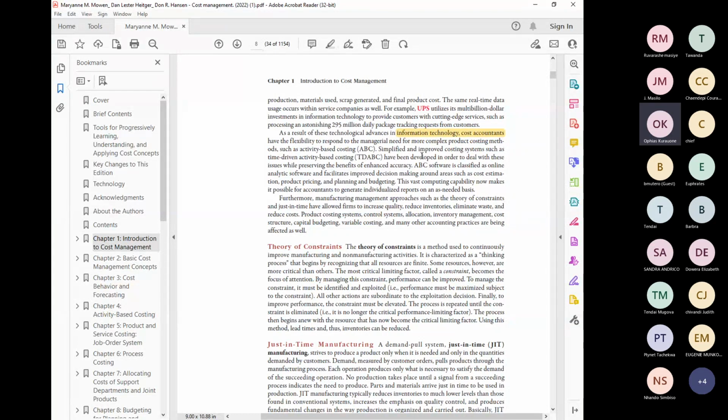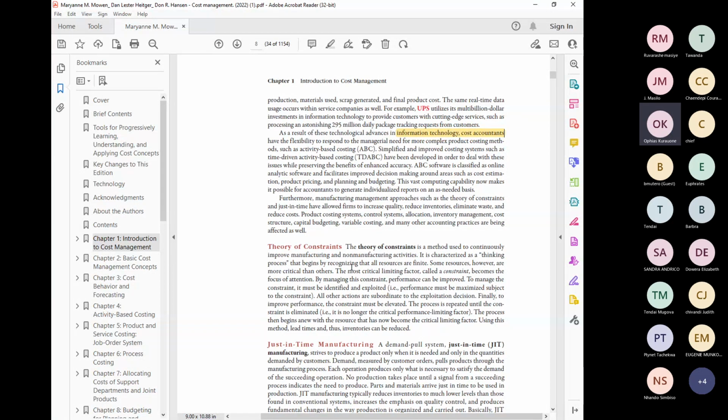But there are some complex products. When you're producing a product, it will go through many stages and it will require many activities. So this has been simplified again. So you find out that these are some of the factors which affect management cost accounting.